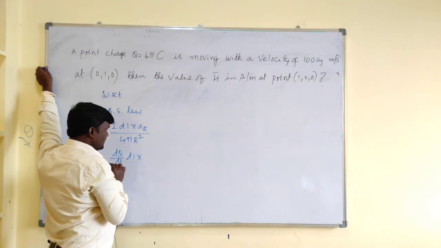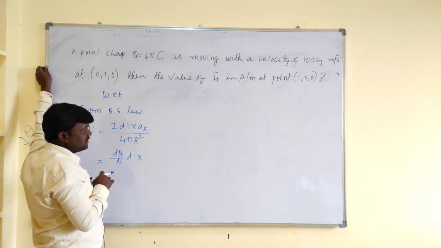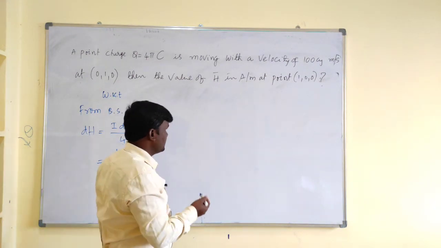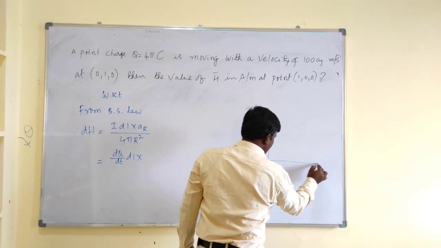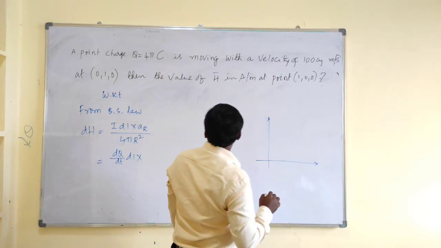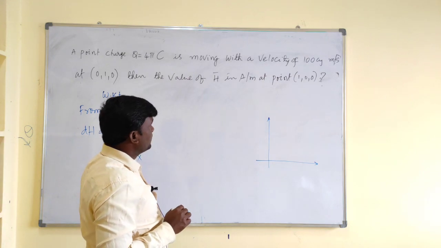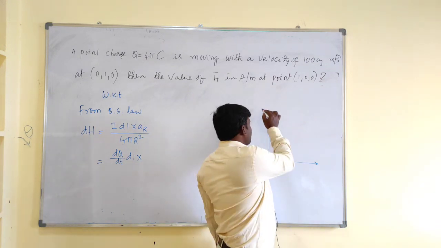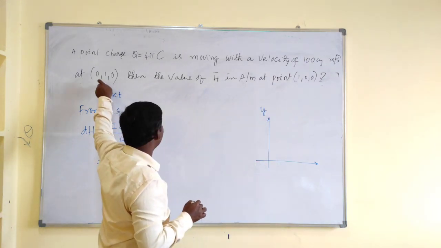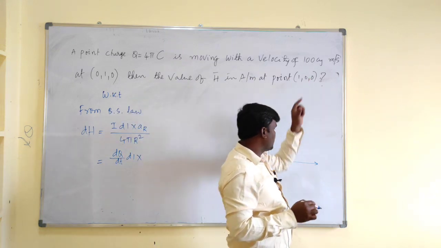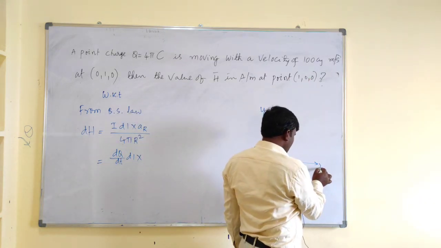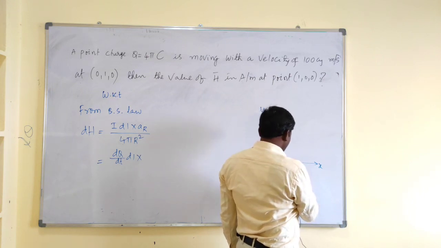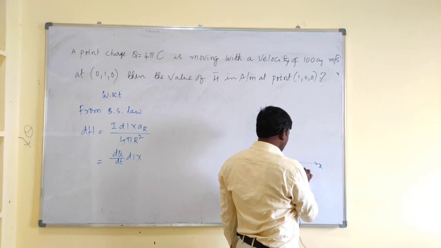dl cross a_R, where a_R is the unit vector along the starting point to the ending point. We can draw the given situation like this. Q, 4π coulombs, is moving with a velocity 100 a_y, meaning it is moving along the y axis, and we need to determine H at point (1, 0, 0). This is along the x axis. So let us take this point as the point of interest, (1, 0, 0).